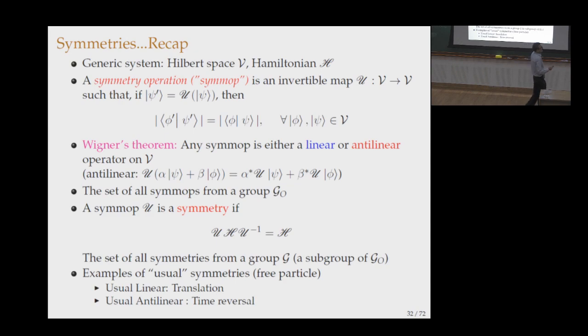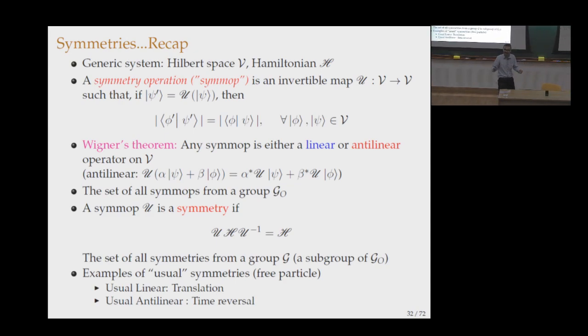Okay. And then the set of all symmetry operations will form a group, which I call GO, the set of all symmetry operations. A symmetry operation is a symmetry if it leaves the Hamiltonian invariant. Okay, all right. And the set of all symmetries will form a group which is a subgroup of the set of all possible symmetry operations, right? And this group is simply called G.